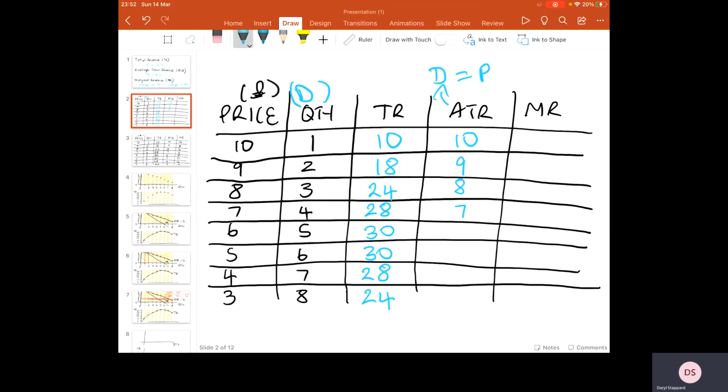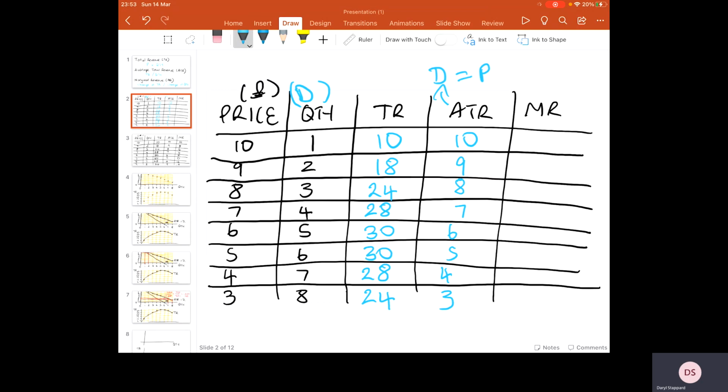So I'm just going to copy down these price numbers here. Now, if you don't believe me, think about what you would have for £4. To work out the average total revenue, you take the total revenue, which is 28, you divide it by the demand, which was 7, and it will give you £4. So average total revenue is literally equal to the selling price.